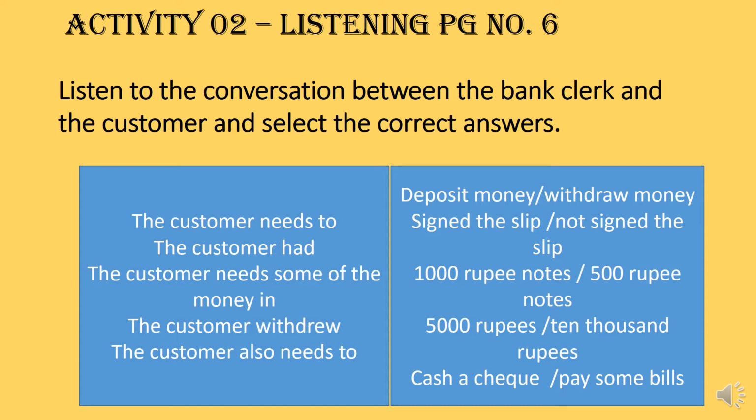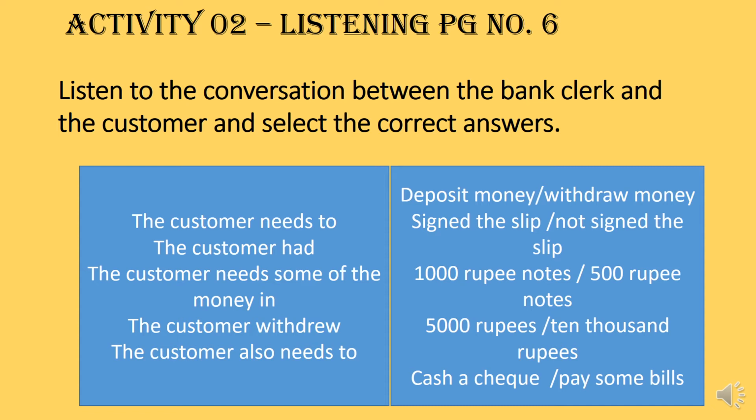Customer: I'd like some of the money in 500 rupee notes, please. Bank clerk: How many 500 rupee notes do you need? Customer: About 4. Bank clerk: Sure. Here you are, 5,000 rupees. Customer: Thank you. Can I also pay the bills here? Bank clerk: Sorry, you have to go to the counter number 3.